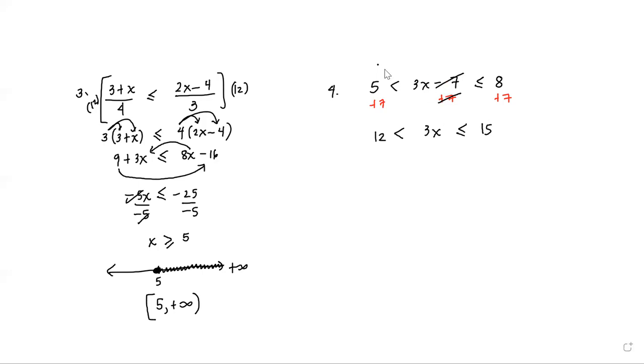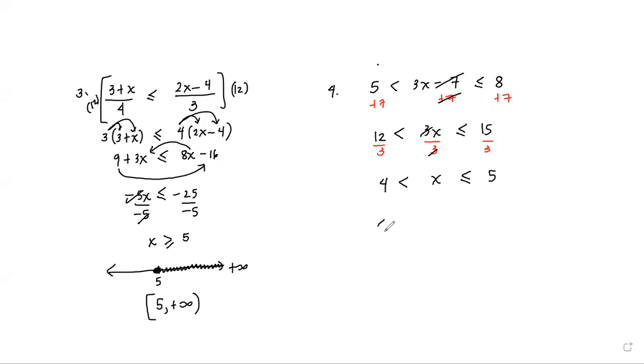And then to solve for x, we're going to divide everything by 3. Since we're dividing by a positive number, the inequalities will stay the same. So still we have less than here and less than or equal here. So 12 over 3 is 4. 3x over 3 is just x. And then 15 over 3 is 5.